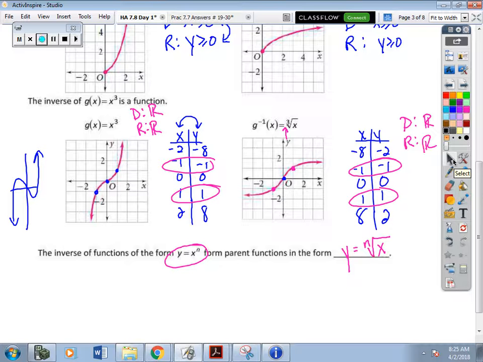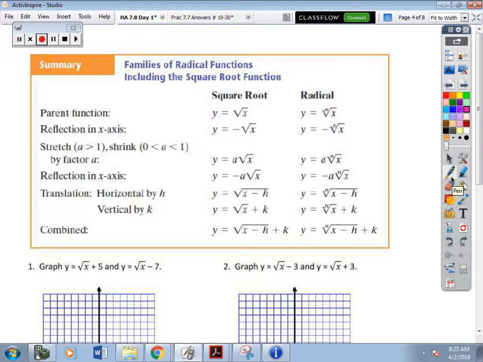On the back, we're going to look at some transformations. These are all really similar to what we did with absolute values and with quadratics. So the shifting left, right, up, and down. All the rules are basically the same. So if you have a negative out front, that is a reflection across the x-axis. So this one would look like this. This one would look like this.